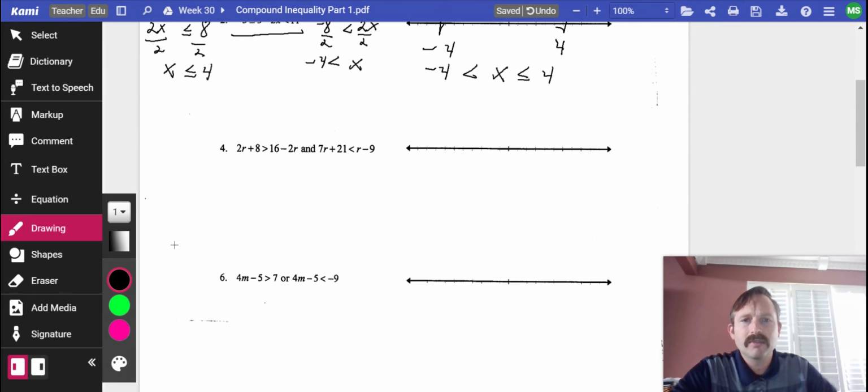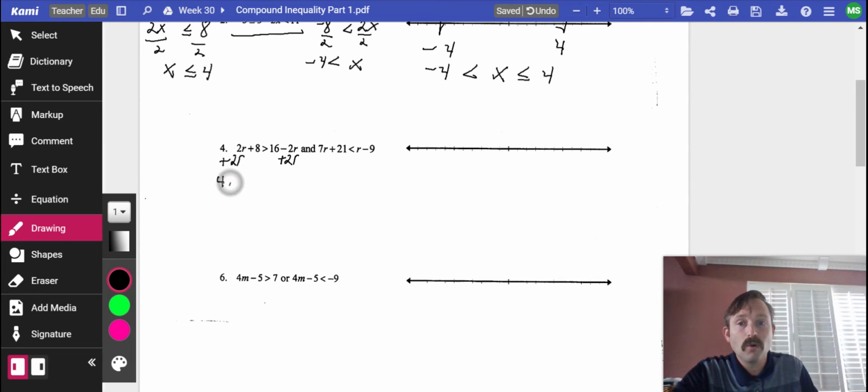So let's solve this one. We have 2r plus 8 is less than 16 minus 2r. We could add 2r to both sides, so we're going to solve for the variable. We get 4r plus 8 is greater than 16. Okay, well, I could minus 8 on both sides, or I could divide by 4. Dividing by 4 on both sides will work. So I'm left with r plus 2 is bigger than 4. Now I can minus 2 on both sides, and r has to be bigger than 2.